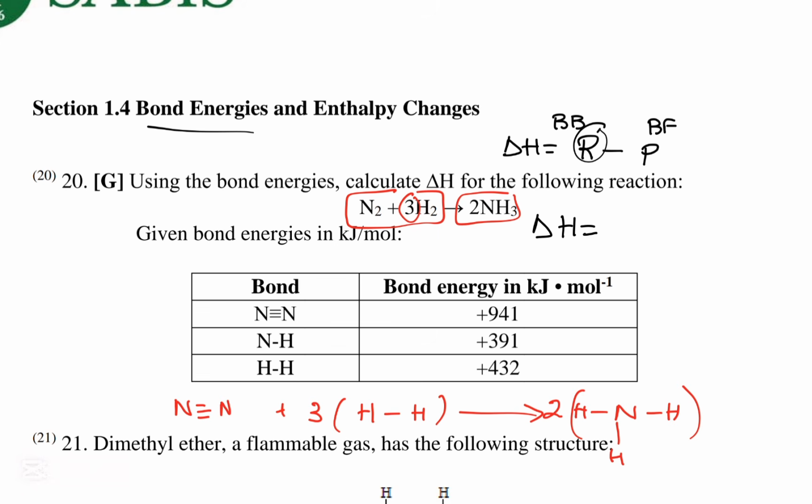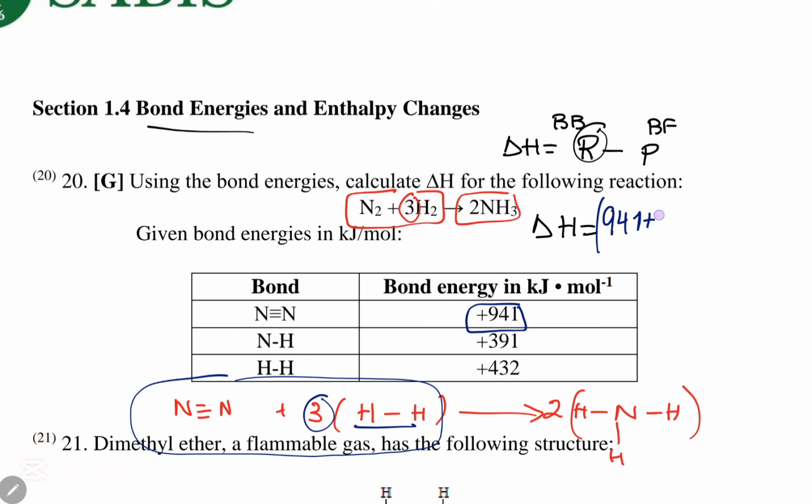And we need to find the bonds broken. Let's start with the reactants. We have in the reactants 2 types: we have N2 and we have H2. So N triple bond N, to break it, it has a bond energy of 941. Okay, now we will add the 3 times H single bond H. So 3 times the bond energy of H single bond H, which is 432, right?